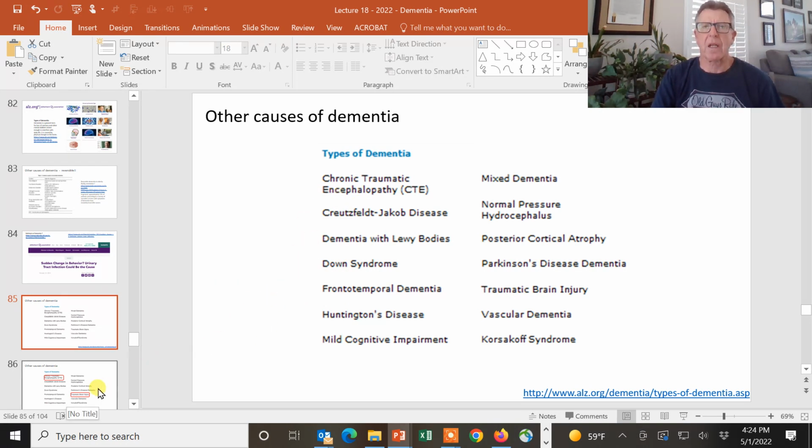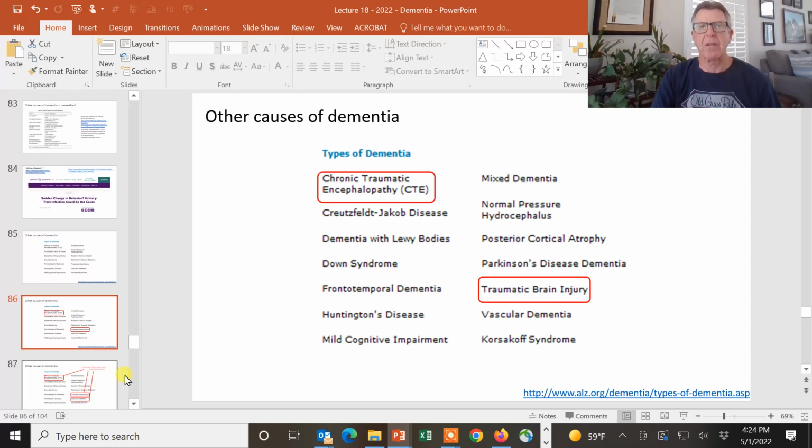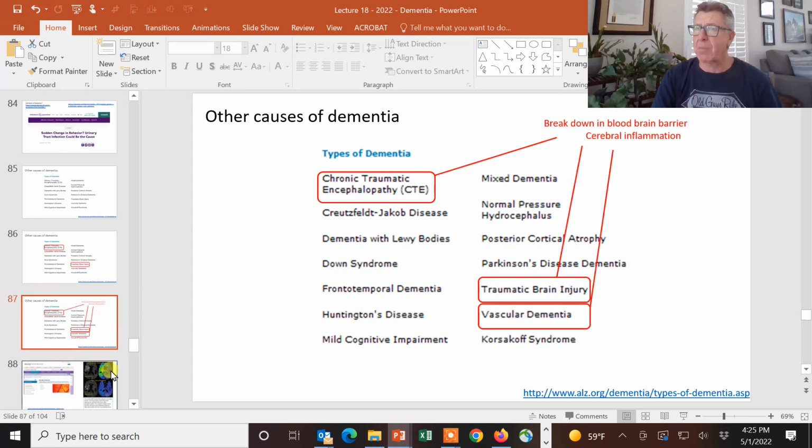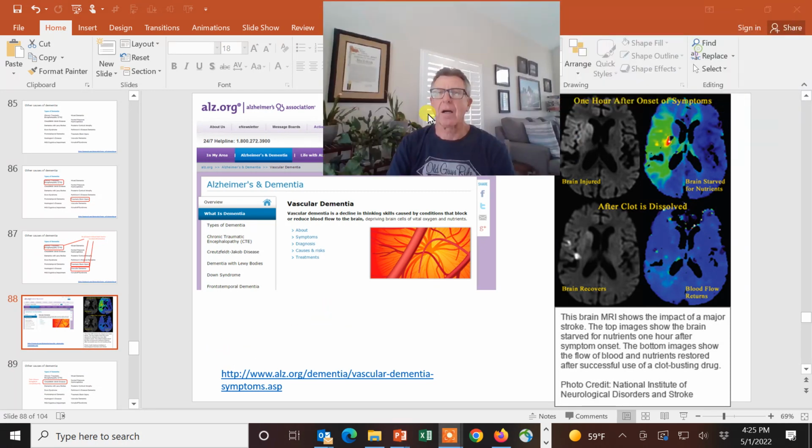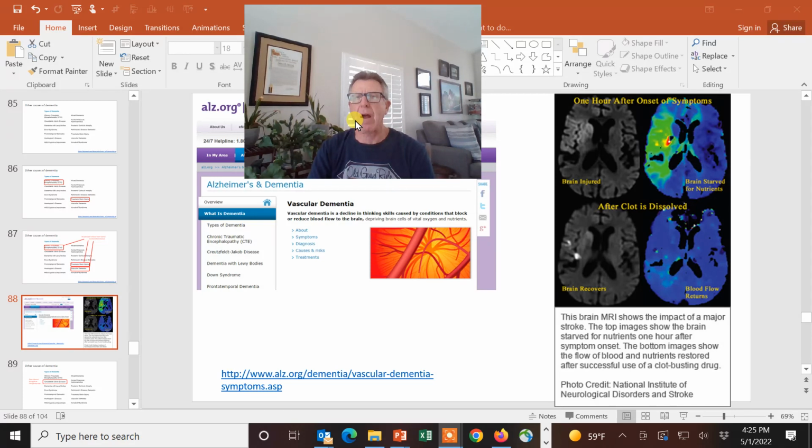And so what we do is we can aggregate them. Out here we see chronic traumatic encephalopathy, and this is from multiple head injuries, or just an acute traumatic brain injury. What else do we have here? Vascular dementia. These are all the same drill. It's a breakdown in the blood-brain barrier. The immune system gets into the brain when it's not supposed to, and boom, we have major inflammation. This is something you guys are very familiar with now.